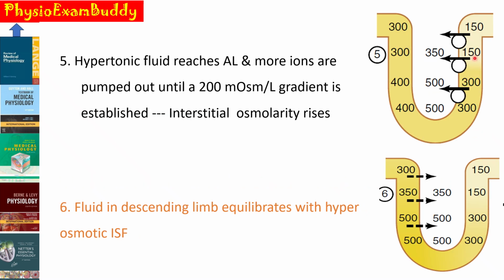That is, when the hypertonic fluid reaches the ascending limb, more and more ions, particularly sodium and chloride, will be pumped out by active transport until again a gradient of 200 milliosmoles is established between the tubular fluid as well as the medullary interstitium. You can see here the difference between the osmolarity. Here is 200, again 500 minus 300, it is again 200.